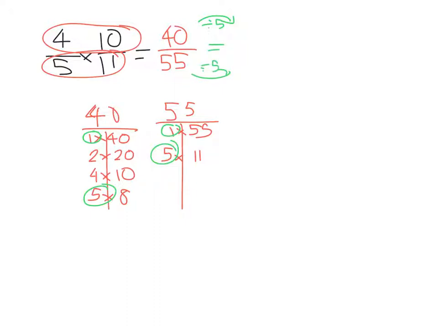Okay, and you can use your multiplication chart to check your work. 40 divided by 5 is 8. 55 divided by 5 is 11. Your most simplified answer is 8 over 11.